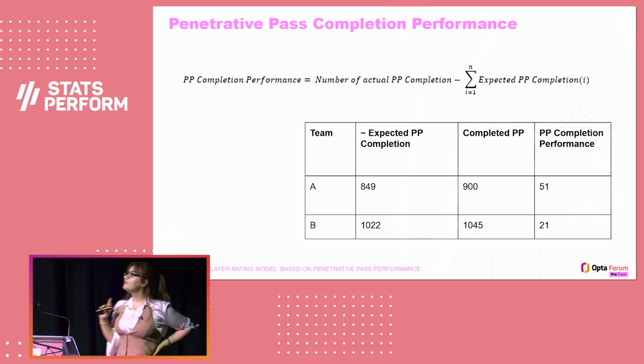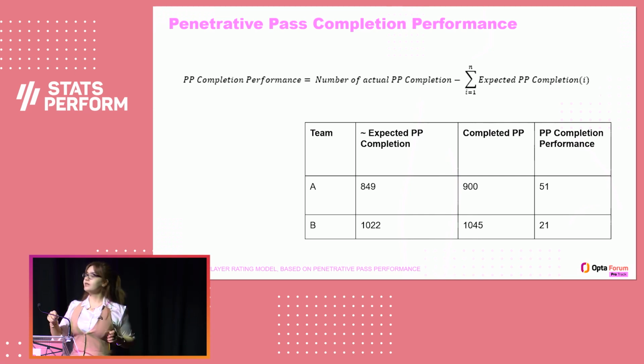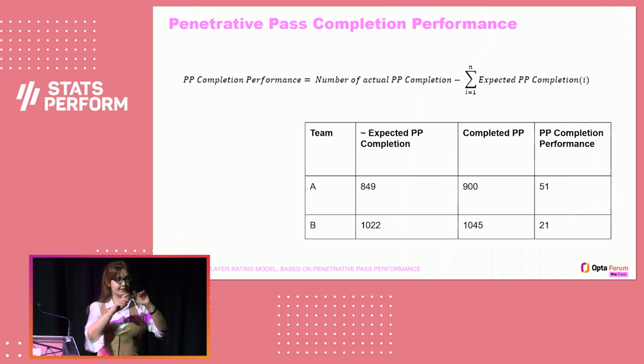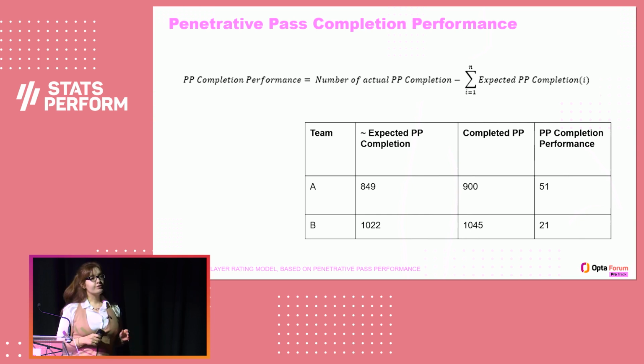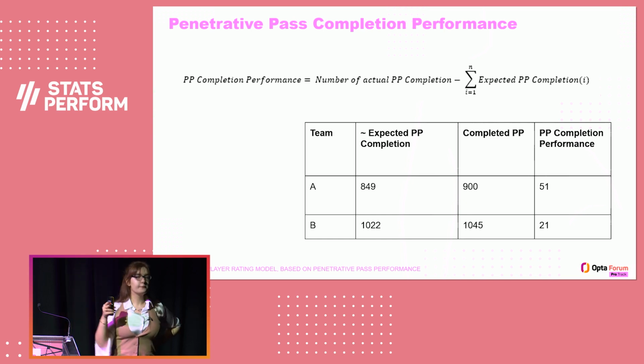In order to do so, first of all, we sum up all the EVPP we got from the attempts that the player had, and it gives us our expectation for that player, based on all the attempts they had, of converting them into successful penetrative passes, which is shown as expected PP completion. We then find the difference between that and the number of actual completions they have. The difference between these two numbers gives us some kind of value for that player or team.